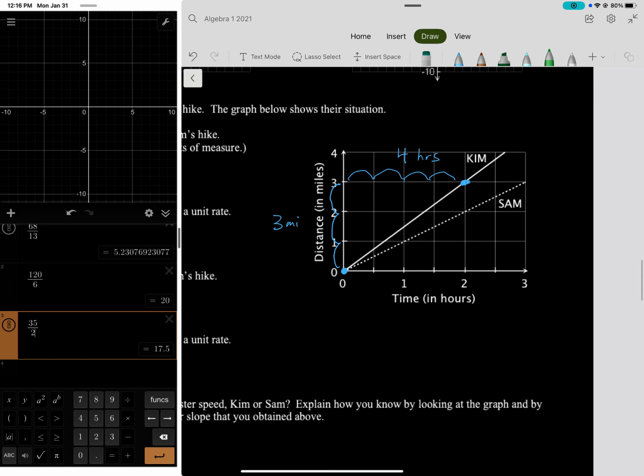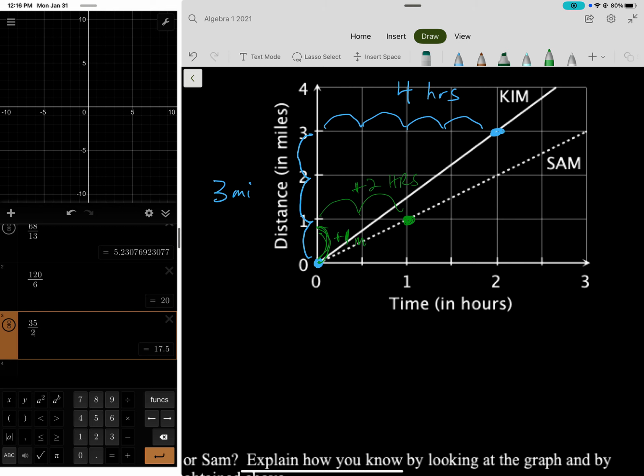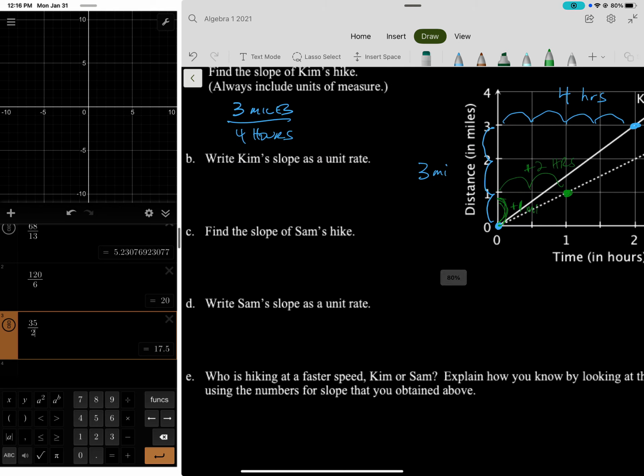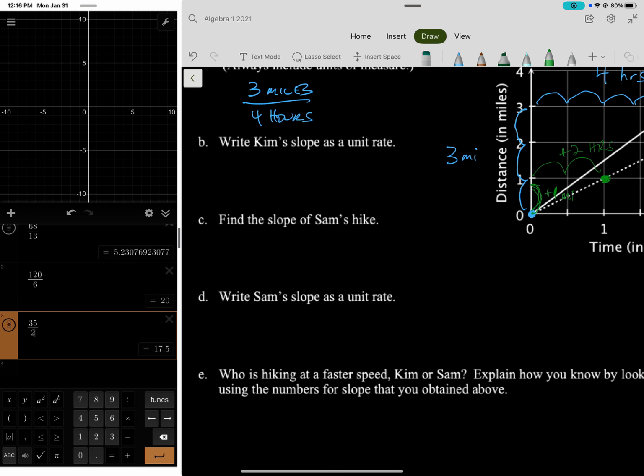Sam also starts at 0, 0, and it looks like we hit a nice point right there. So Sam, we go up 1, so it's +1 in miles. And then we go right 2, so it's +2 in hours. All right, yeah, that's fine. So this was in miles, right, because we went up 1 and then right 2. So his rate is 1 mile every 2 hours.